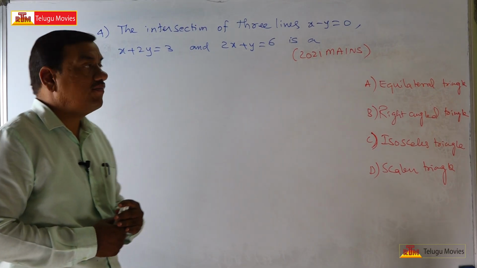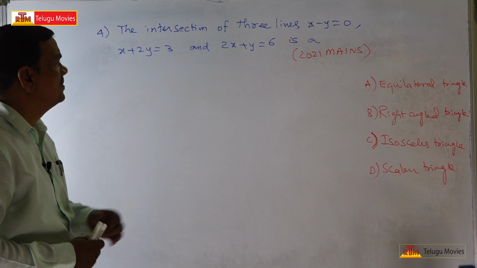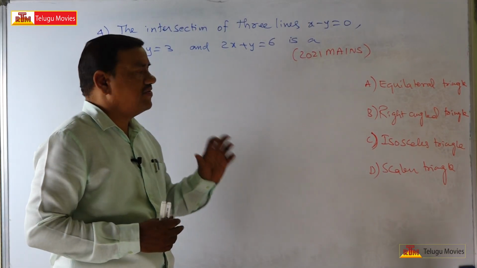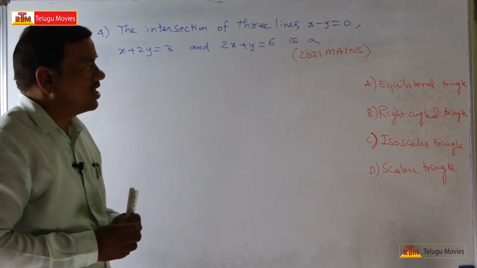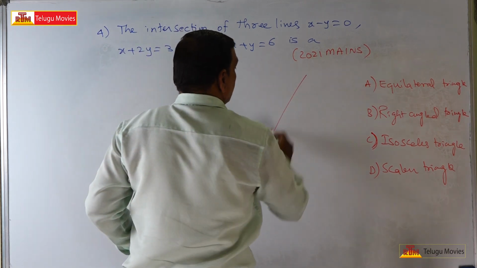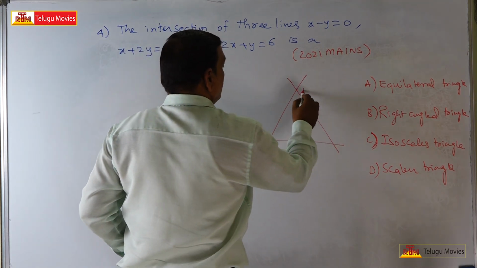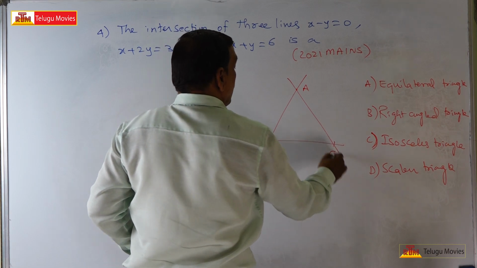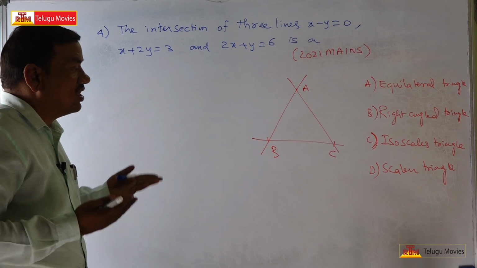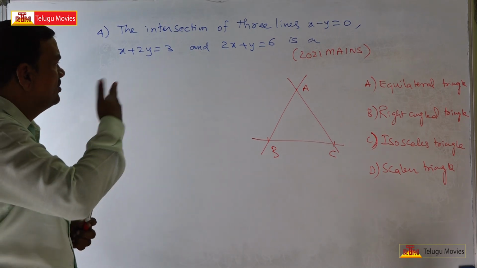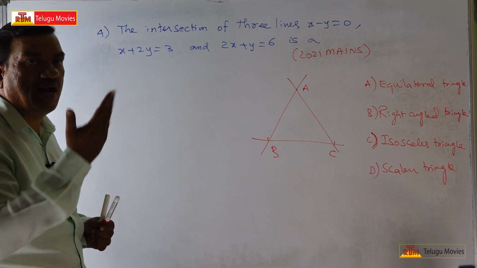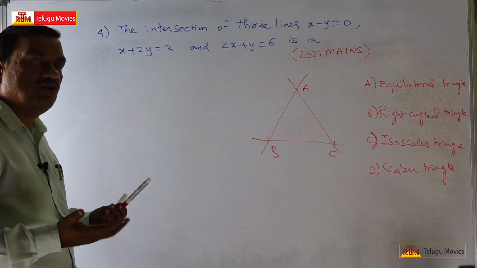Dear students, welcome to the fourth problem. The intersection of three lines, there are three lines given, is a very easy problem. So I think everybody can do this problem. These are the three lines. The intersection of these three lines forms which type of triangle: equilateral, right angle, isosceles, or scalene? Very easy. There are three equations. Solve all these three equations: solve 1 and 2, 2 and 3, and 1 and 3, and find the distance, and you will get the answer.